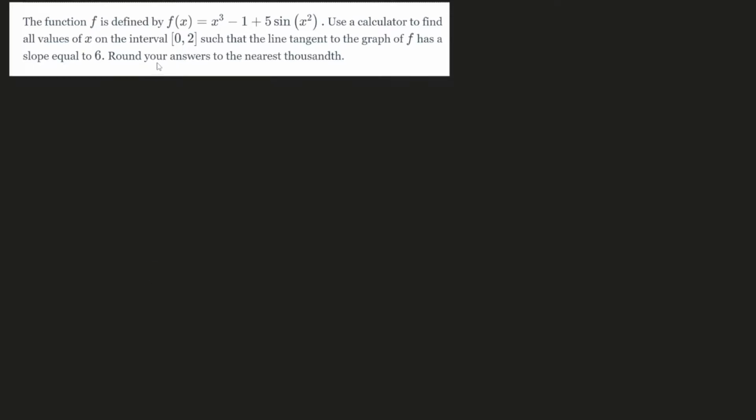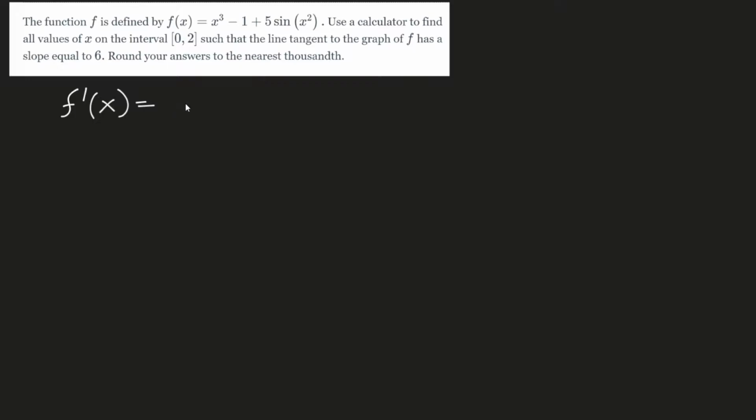In this problem, we're given the function f, and f of x is equal to x cubed minus 1 plus 5 sine of x squared. Use a calculator to find all values of x on the interval 0 to 2 such that the line tangent to the graph of f has a slope equal to 6. We can start off by finding our derivative.